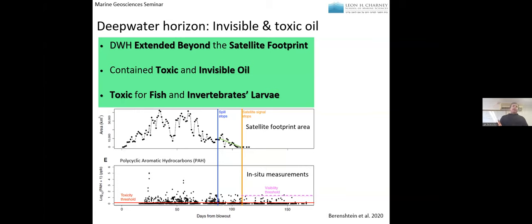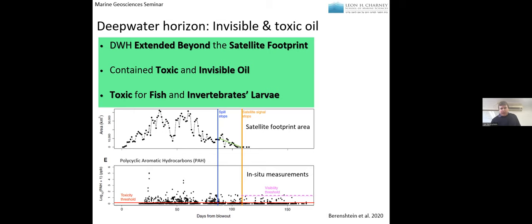And then there is a decay of the satellite footprint. It took about 22 days until no satellite signal for the oil was identified. But in the meantime, as you can see with the in-situ measurements, there is still oil in the water, and it is toxic. You can see that it is above the toxicity threshold, which was determined by the government. So even though the satellite did not identify the signal, there is still toxic oil in the water.